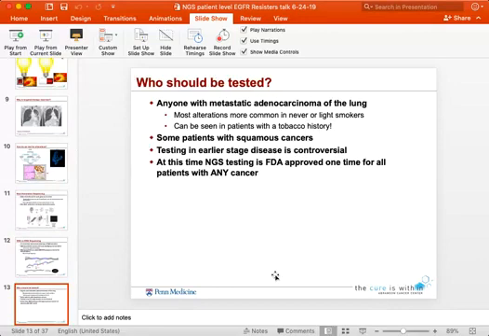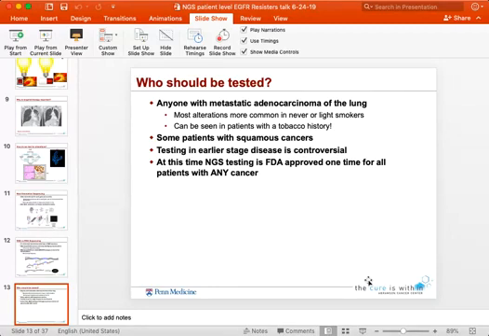So who should be tested? At the time of diagnosis, any patient who has metastatic adenocarcinoma of the lung should be tested for mutations using a DNA, I would say DNA and an RNA-based test.